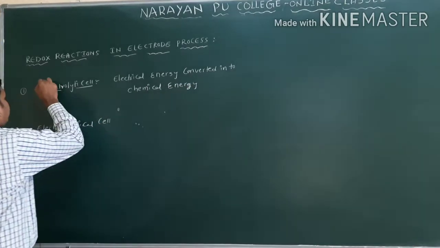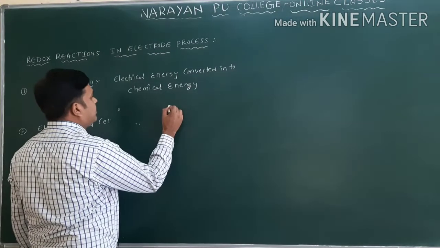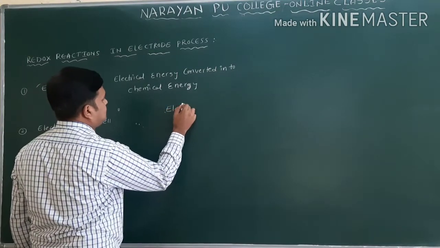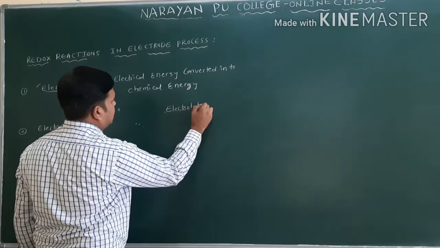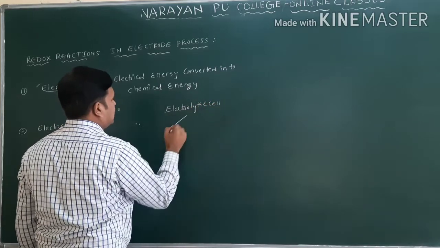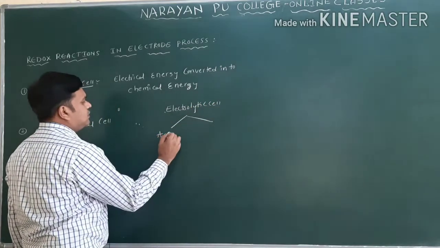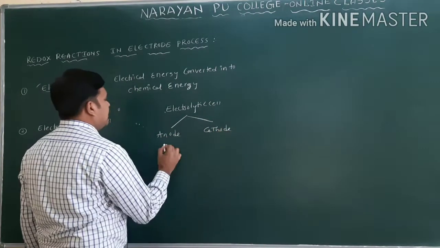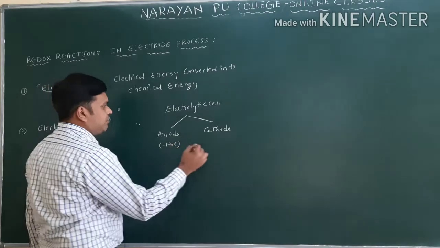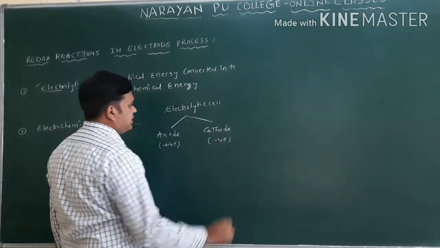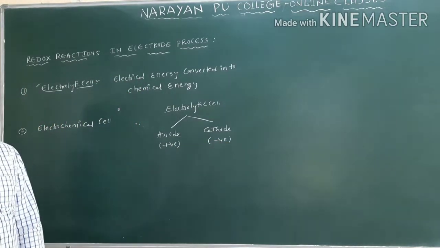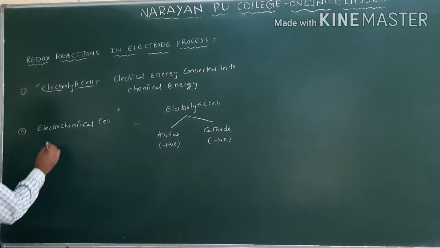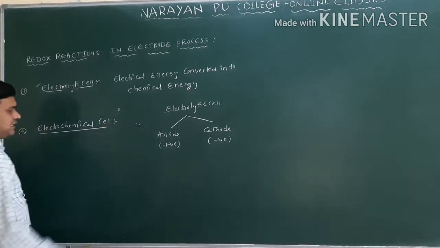So this is what type of cell? This is called an electrolytic cell only. In this electrolytic cell, what is anode and what is cathode? Here anode is always the positive terminal, cathode is always the negative terminal. Clear? So the next one we have is the electrochemical cell.